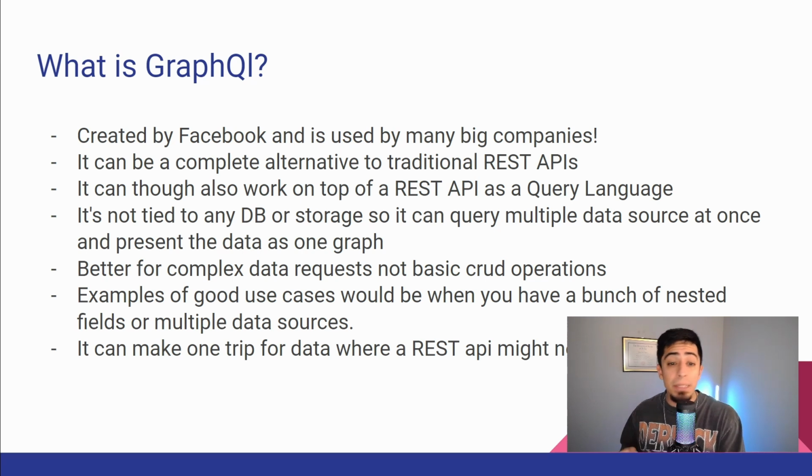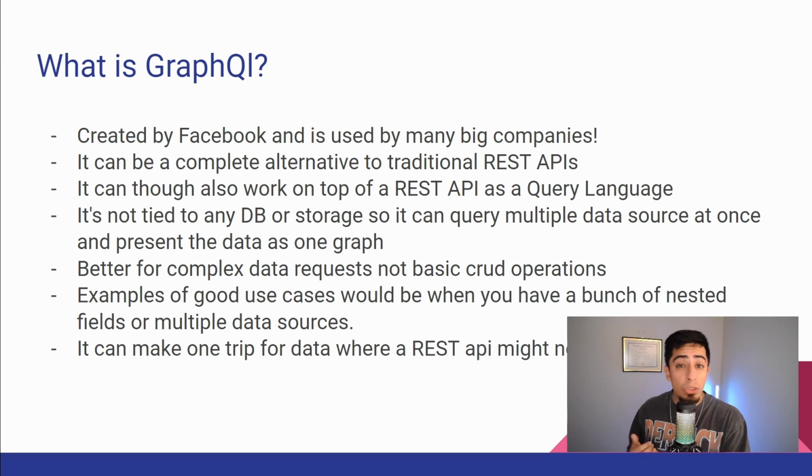It's not tied to any DB or storage, so it can query multiple data sources at once and present the data as one graph. It's better for complex data requests, not basic CRUD operations, but obviously it's good to know how all these different types of requests would work. Examples of good use cases would be when you have a bunch of nested fields or multiple data sources, and we'll see an example of the nested fields in a bit.